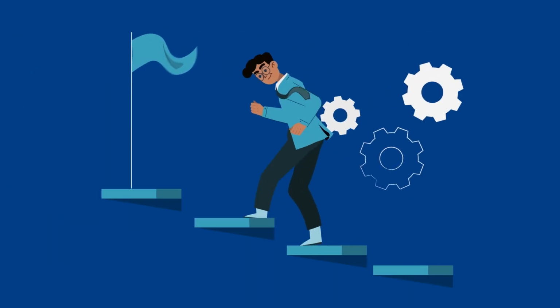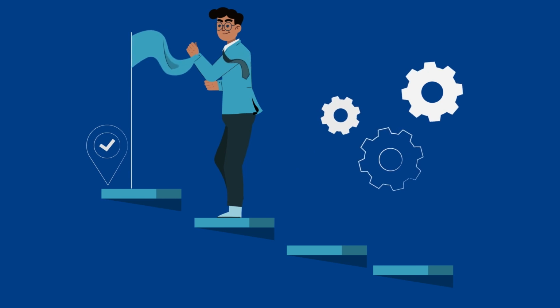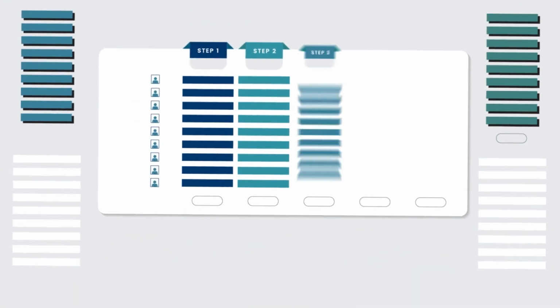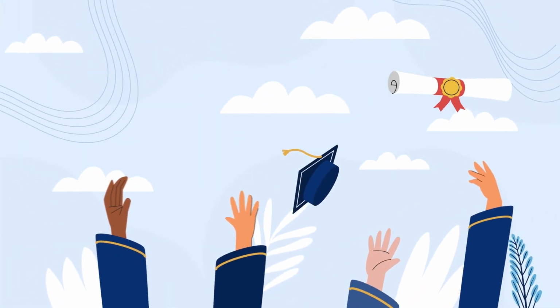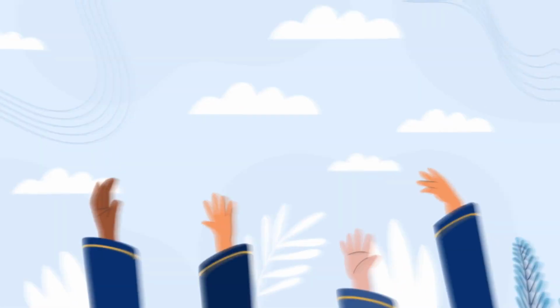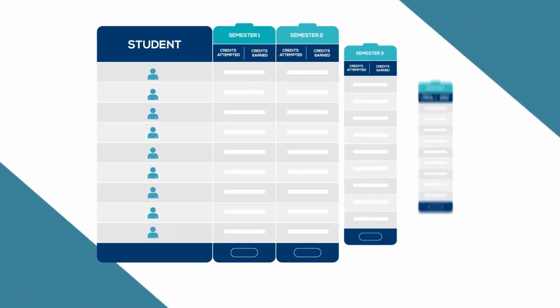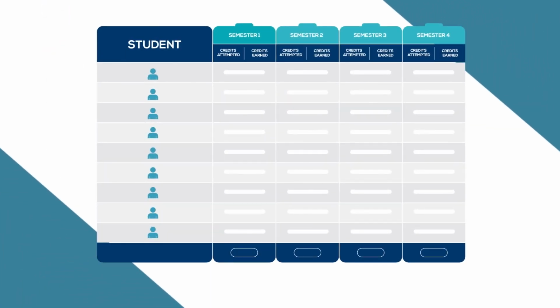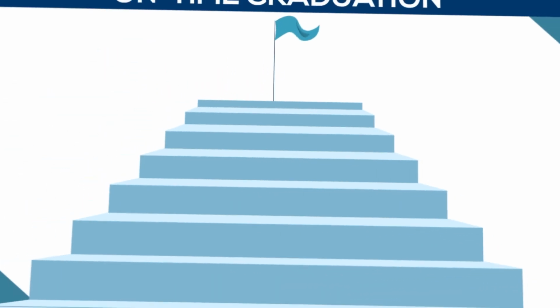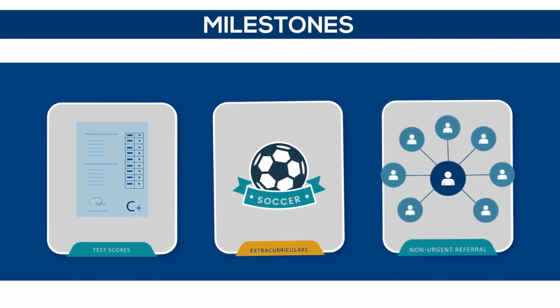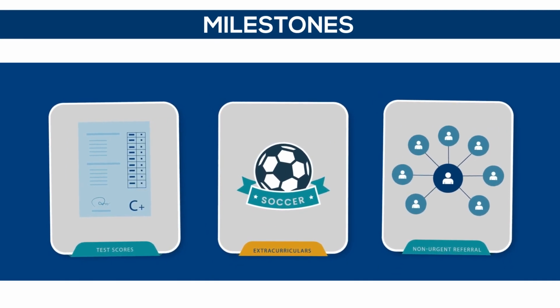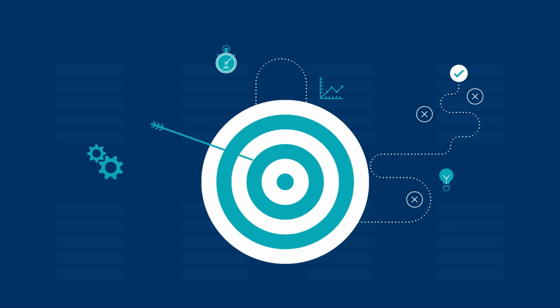Finally, what intermediate steps should students take to help reach that goal? These data elements are used to monitor progress towards meeting the program's primary outcome. For example, if your primary outcome is on-time graduation, you would collect data about credits attempted and completed and semester-to-semester retention rates, since these are immediate steps to on-time graduation. You don't want to overwhelm yourself by measuring too many intermediate milestones. Focus on a handful of outcomes that are directly connected to your program's mission and goals.